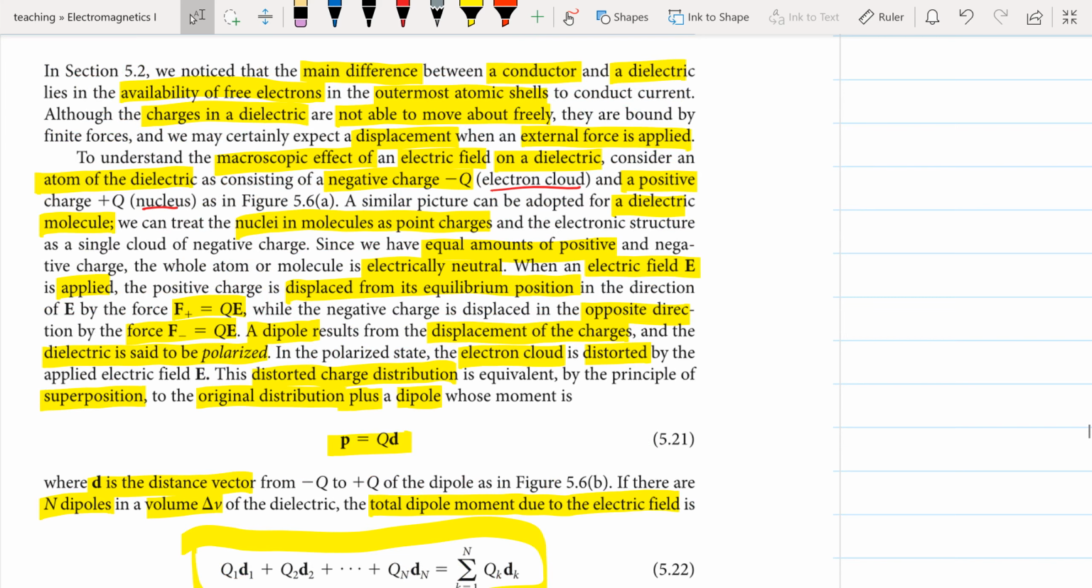Now, a similar picture can be adopted for a dielectric molecule. We can treat the nuclei in molecules as point charges and the atomic or the electronic structure as a single cloud of negative charge. And since we have equal amounts of positive and negative charges, the whole atom or molecule is considered to be electrically neutral.